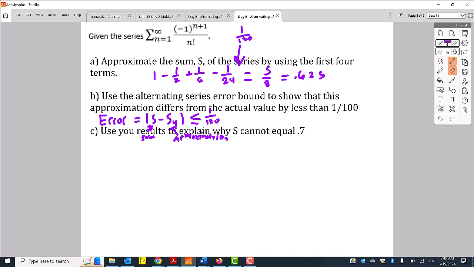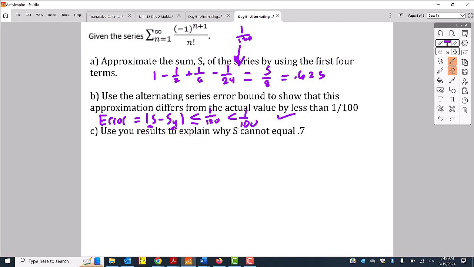Well, that is all fine and good, but does that answer the question? Well, the question just says, show that it differs from the actual value by less than 1 over 100, or show that the approximation is within 1 over 100. Well, our approximation is within 1/120th. That's less than 1 over 100. We answered the question. We're done.